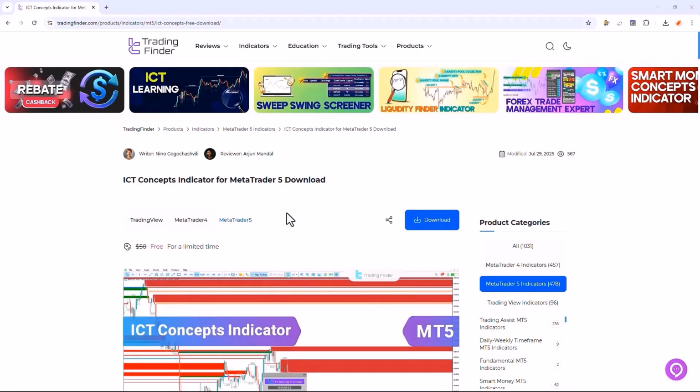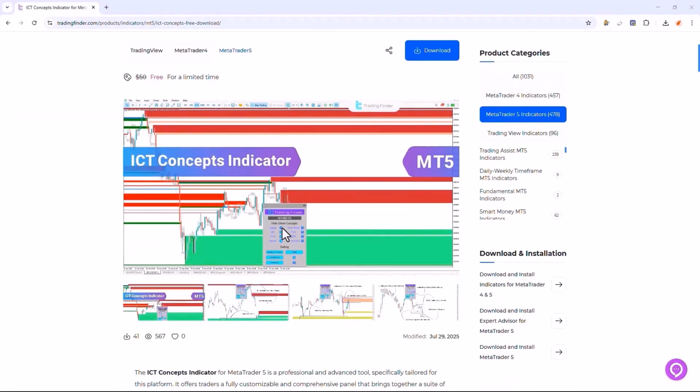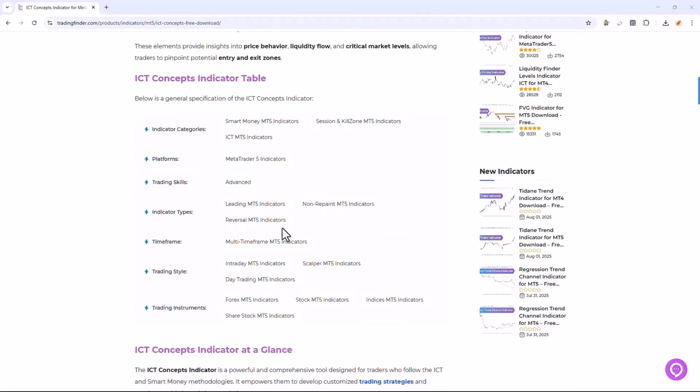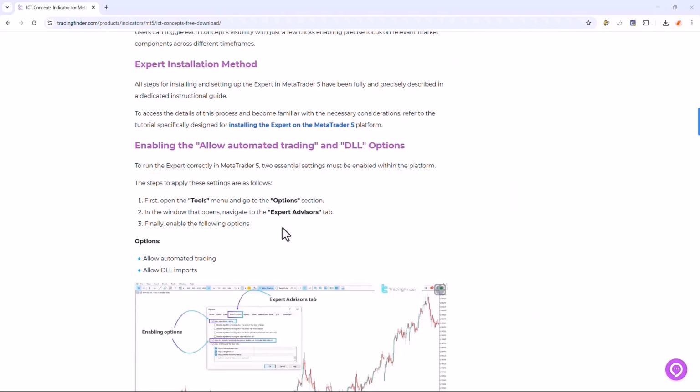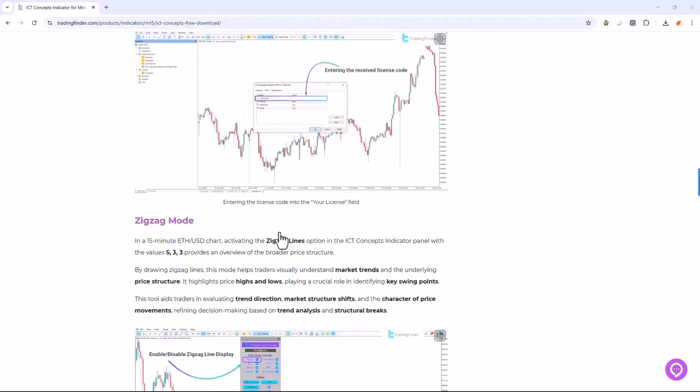The ICT Concept Indicator is offered for various platforms on the TradingFinder website. From this section, you can download the indicator file for MetaTrader 4 and MetaTrader 5 platforms and run it on your chart. Additionally, traders can read this page to learn about the functionality and operation of the indicator.